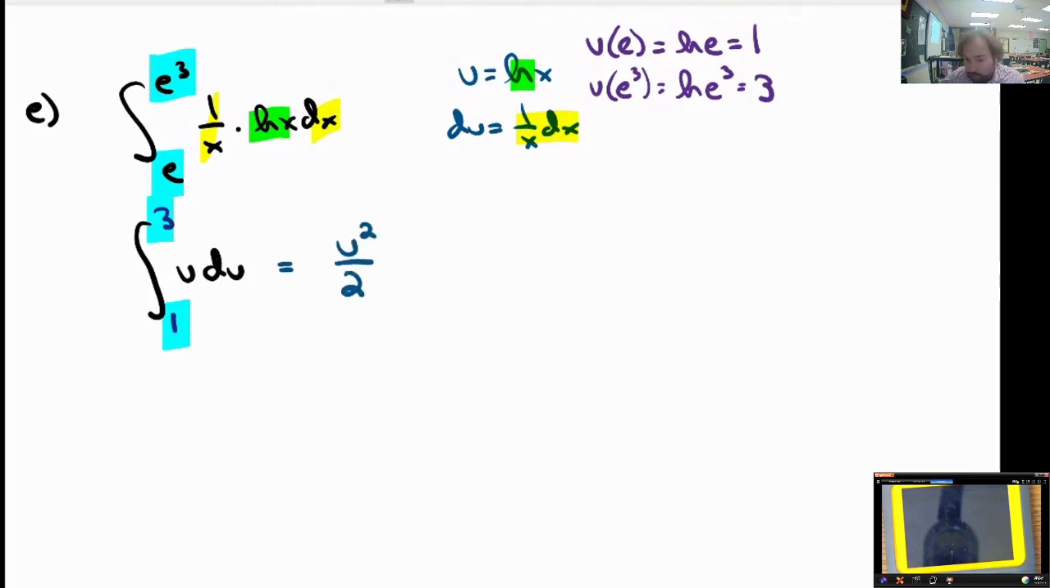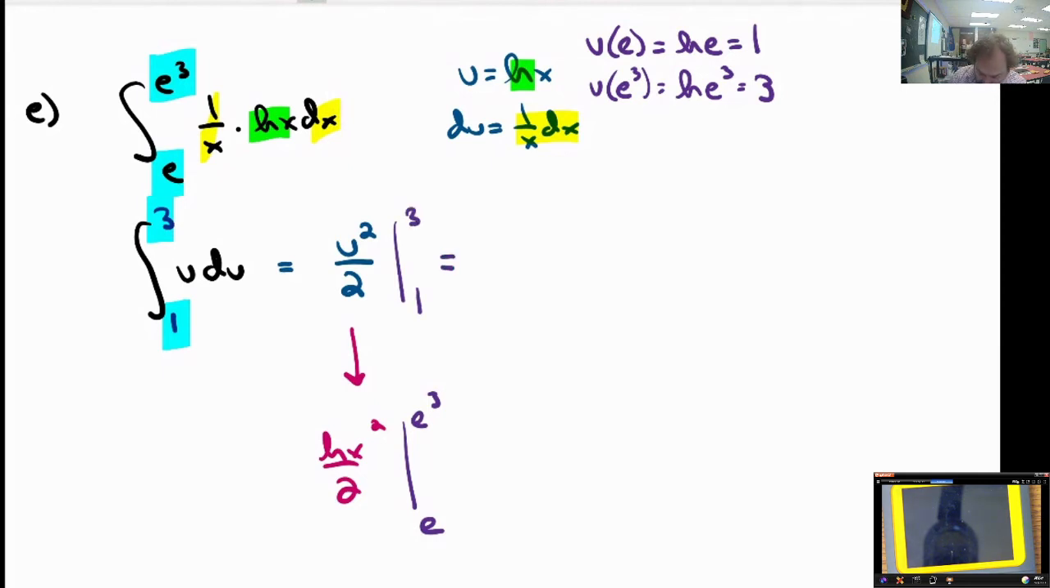Now it's up to you. If you want to plug your u back in, this could be the natural log of x squared over 2. You can evaluate this from the original boundaries, e to the third to e. Or you could evaluate the integral up top from 3 to 1. I'm going to do the one on top because it's much easier.